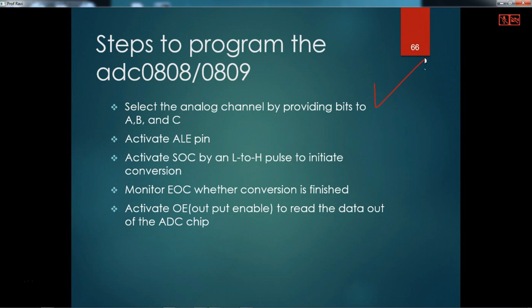The second step is to activate the ALE pin, giving a pulse on ALE. Then activate the start conversion signal, a low to high pulse to initiate conversion, and then you need to monitor end of conversion. If end of conversion is low, the processor has to wait up to 8 microseconds. Then you activate the output enable. So these 5 steps need to be followed.